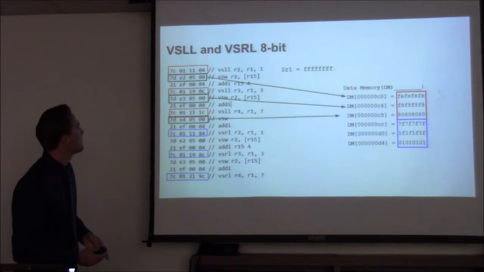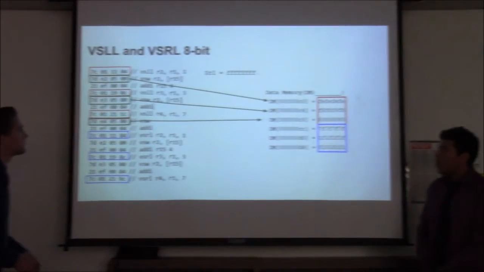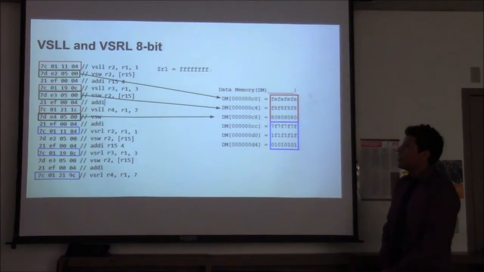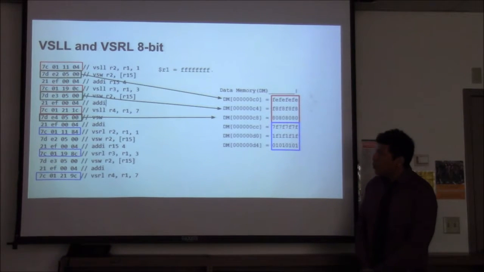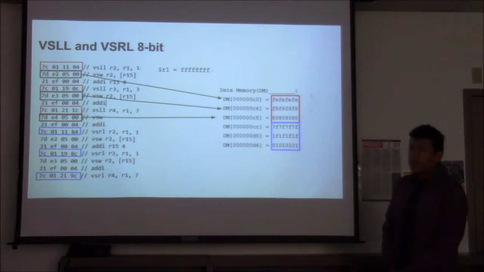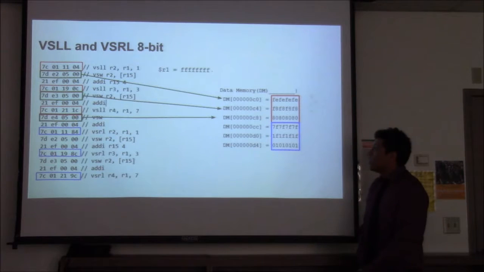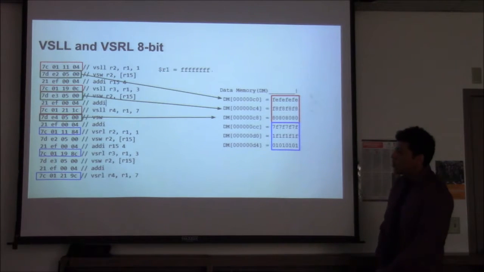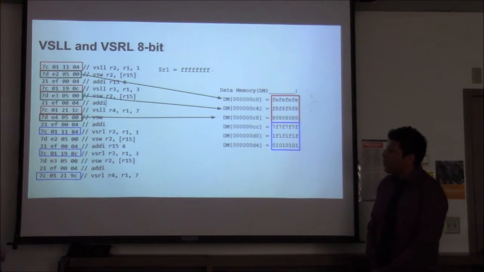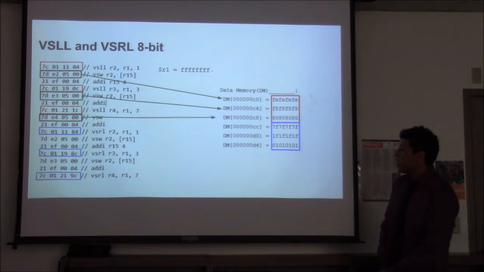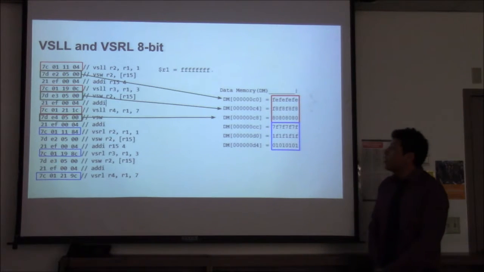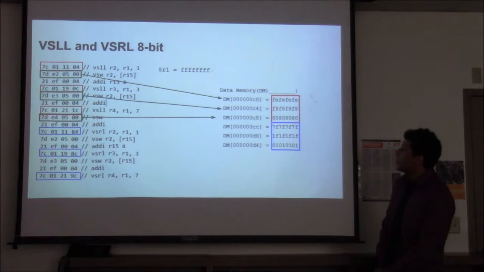Here we're shifting register 1, which we loaded with all Fs. And we're shifting it to the left by 1, 3, and 7, and storing them into memory locations C0, C4, and C8, and we're also shifting it right by 1, 3, and 7 as well, and storing it to memory locations CC, D0, and D4. As you can see, we're only shifting the 8 bits, each one by the 1, 3, and 7.